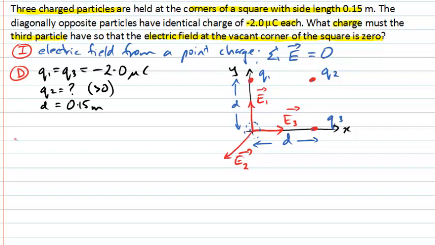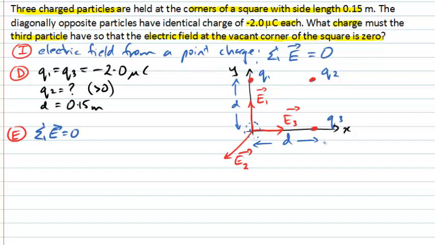Let's move on now to the evaluate stage. In the evaluate stage of our solution, we need to remember that we're trying to add up the electric fields to give zero at the origin. And in this problem, we could try to add these three arrows as vectors, but it's much more straightforward, of course, to consider the components of these three vectors.